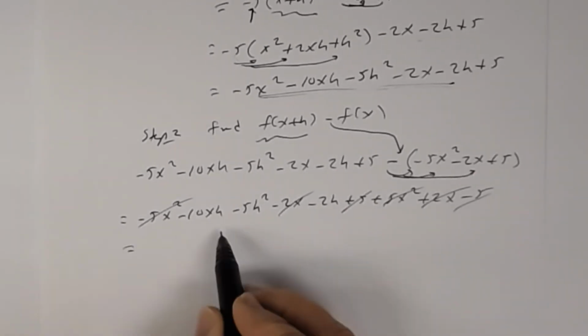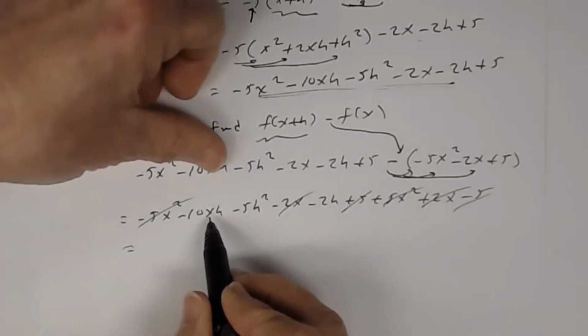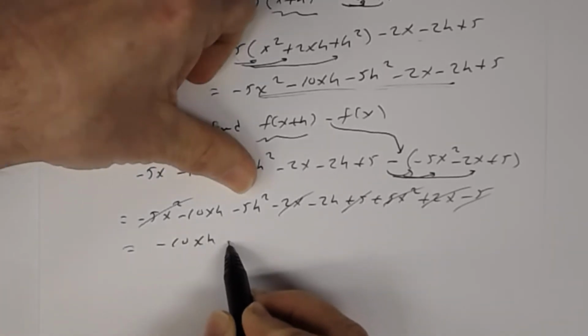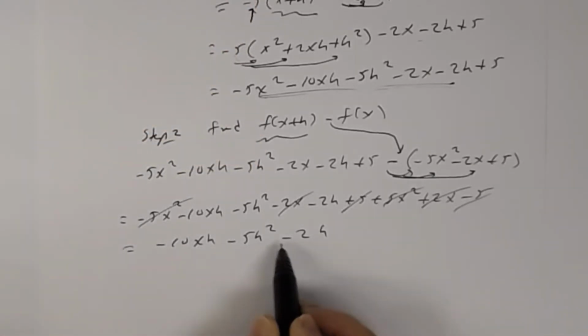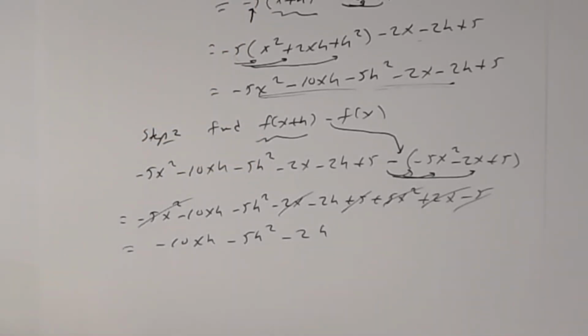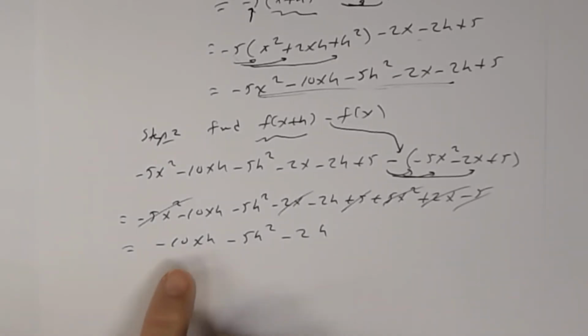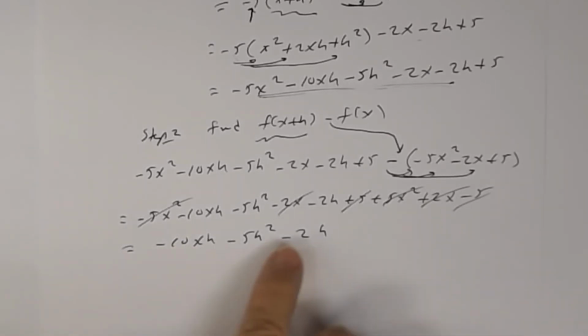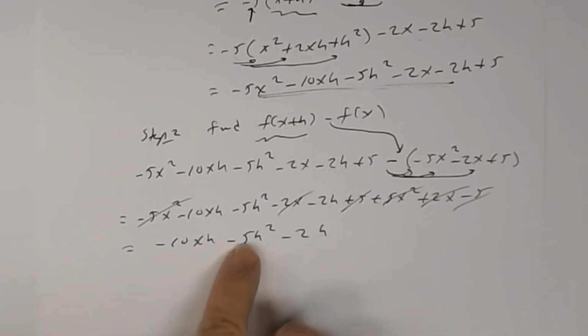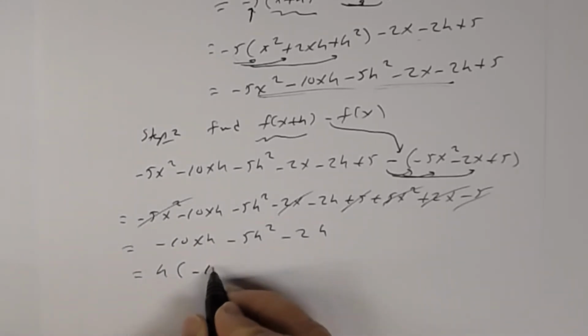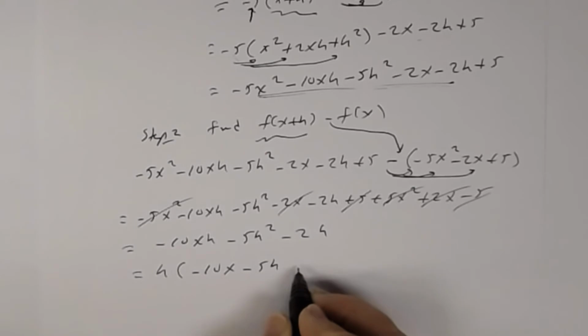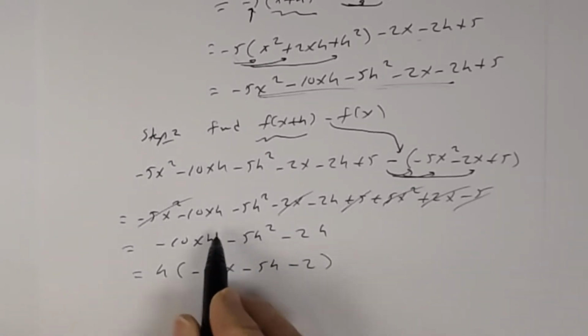So notice, every term that's left, negative 10xh minus 5h squared minus 2h, has a factor of h. And those are not like terms. It's always going to work out that way. Now at this point, here's what I would do: go ahead and factor out the h. See, they all have an h. So this becomes h times negative 10x minus 5h minus 2. So I've factored out an h from each of those terms. So that's the end of step 2.